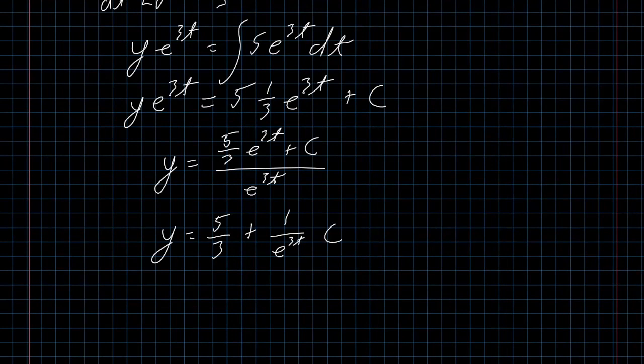Five-thirds e to the 3t divided by e to the 3t. Well, the exponentials cancel each other out and you're left with 5/3. But then you have 1 over e to the 3t times the arbitrary constant c. And one last step to clean this up. Remember that 1 over an exponential is the same exponential with a negative exponent.